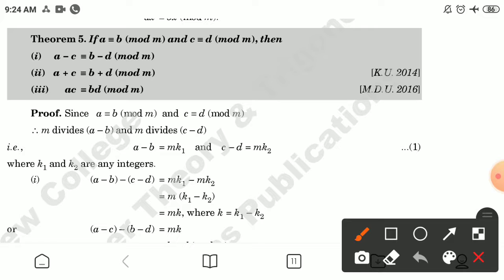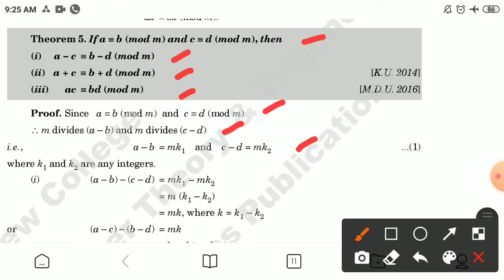If A is congruent to B mod M and C is congruent to D mod M, then first, A minus C is congruent to B minus D mod M; A plus C is congruent to B plus D mod M; AC is congruent to BD mod M. For the proof, since A is congruent to B mod M and C is congruent to D mod M, this is given. Therefore, M divides A minus B and M divides C minus D. That is, A minus B is equal to M times K1 and C minus D is equal to M times K2, marking this as number 1, where K1 and K2 are integers.